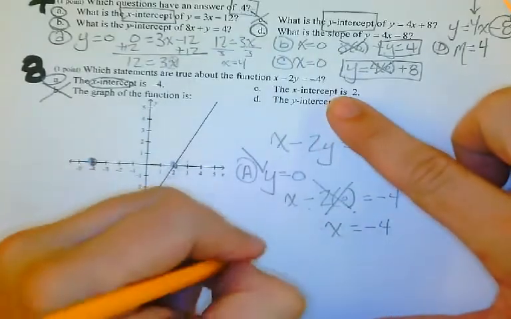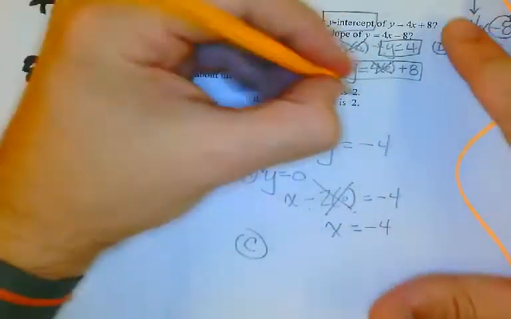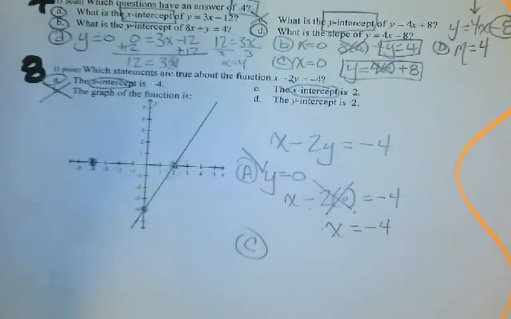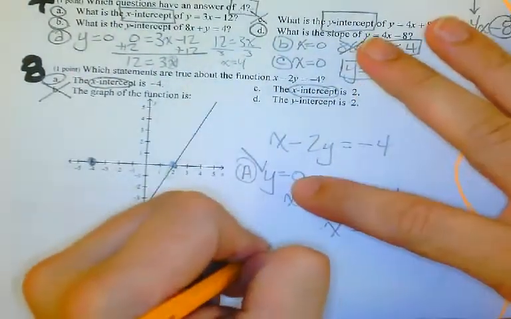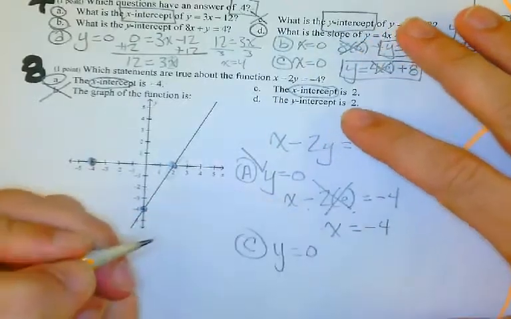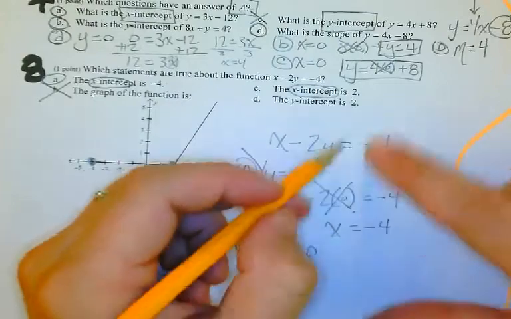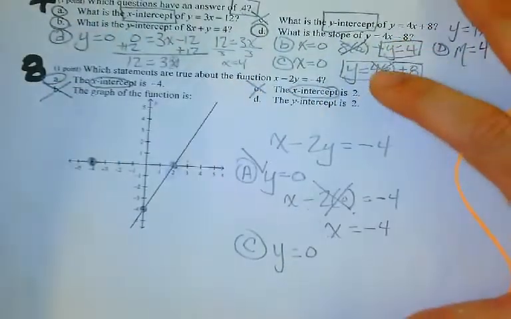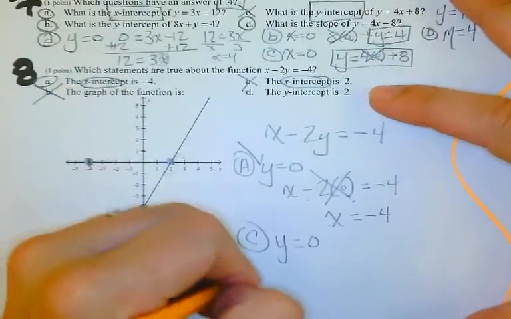Let's look at part C. Part C says the x-intercept is positive 2. The x-intercept, again, happens when y is 0. And we know the x-intercept is negative 4 and not positive 2. So it's not C. Let's look at part D.